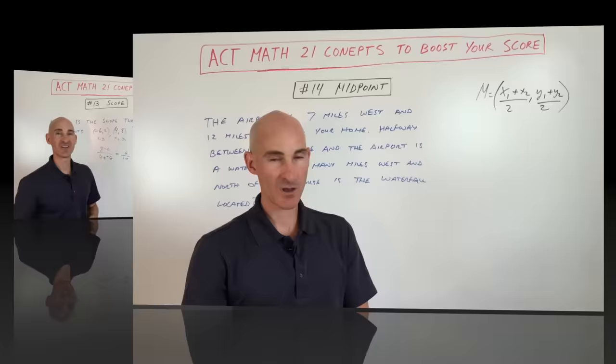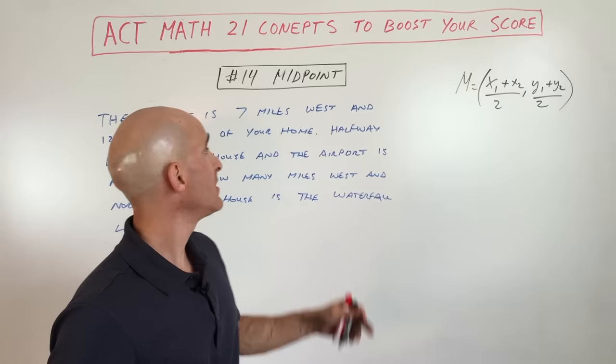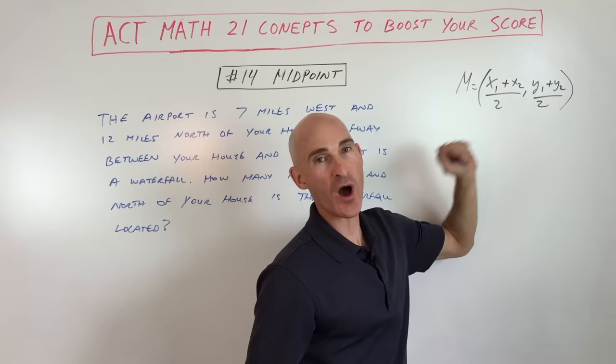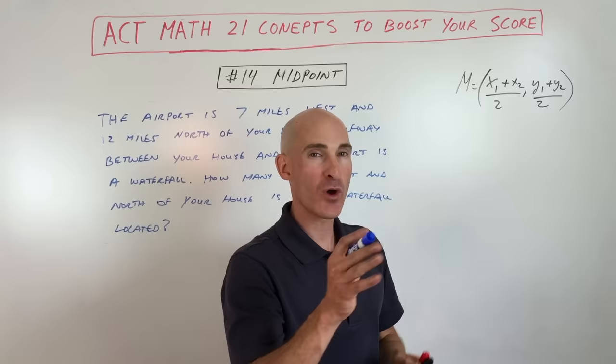Okay, another important concept to understand for the math portion of the ACT is the midpoint. So you probably learned this formula before in your math class. If not, it's easy to understand. What you're doing is averaging the x's and averaging the y's. So you're adding the x-coordinates together and dividing by 2, adding the y-coordinates together and dividing by 2, and that'll give you the midpoint between two given points. Okay, so the halfway point.